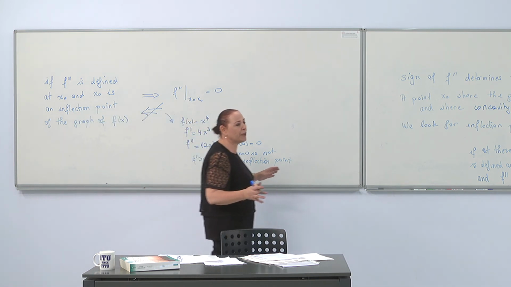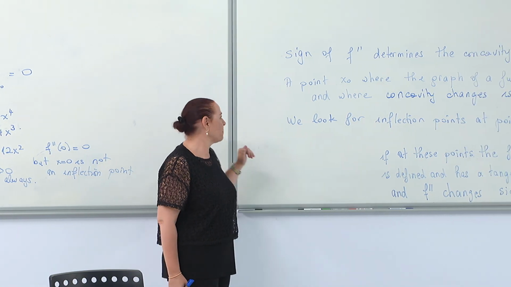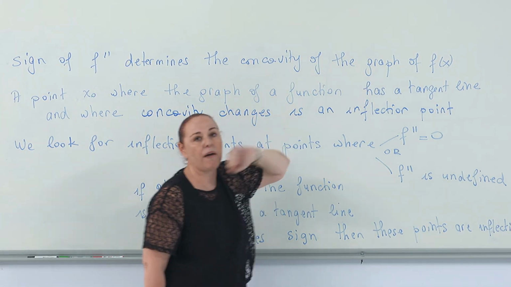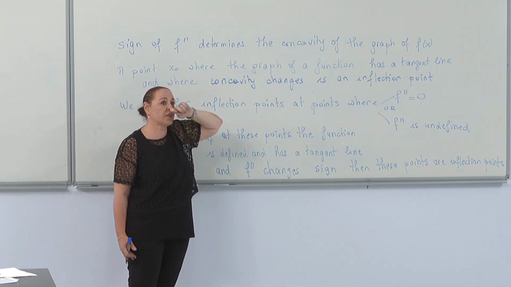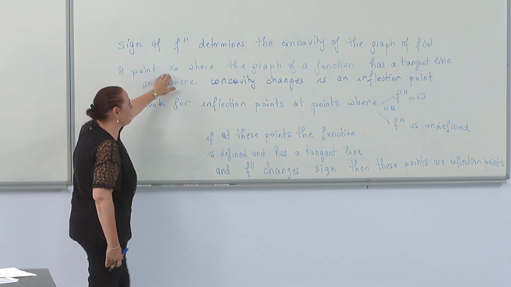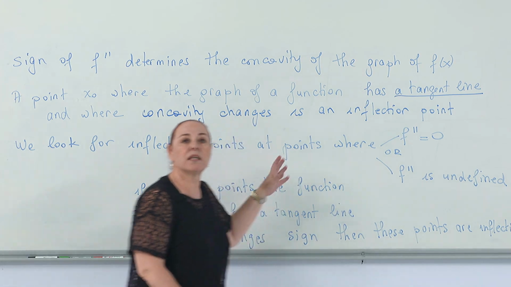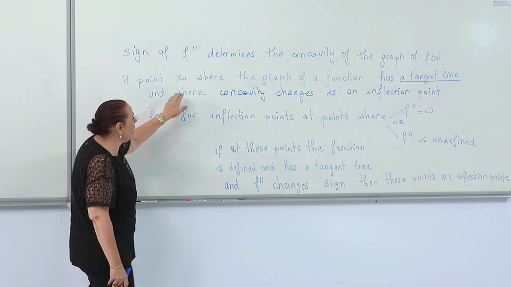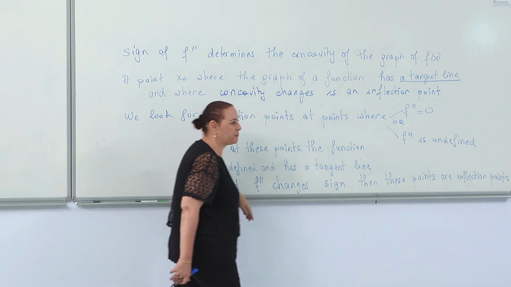To sum up what we have learned in this video, let me go over the bullet points. The sign of the second derivative determines the concavity of the graph. If the second derivative is negative on an interval, it's concave down. If it is positive, it's concave up. A point x sub 0 where the graph of a function has a tangent line, now we know that this is a very important concept. That's our key concept. And where concavity changes is an inflection point.